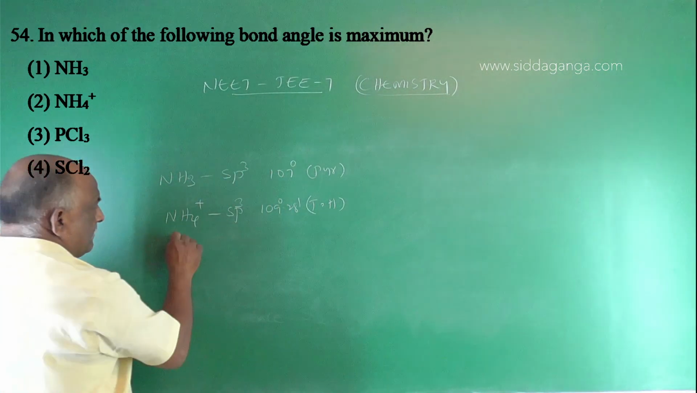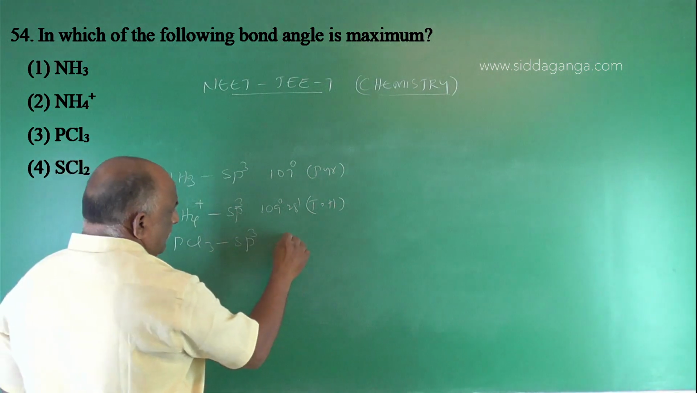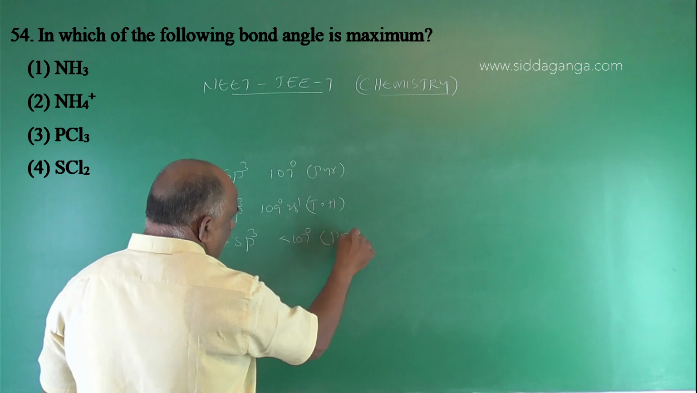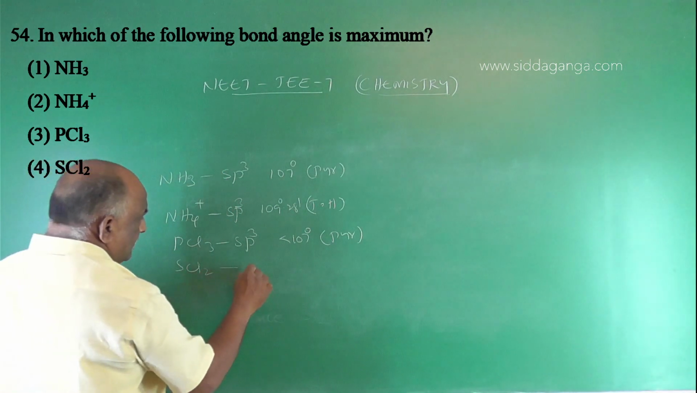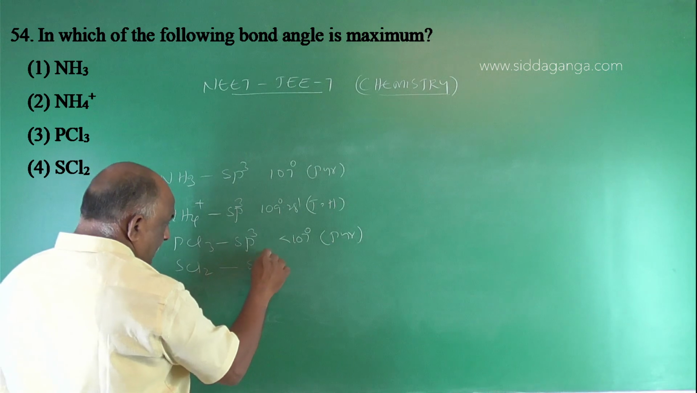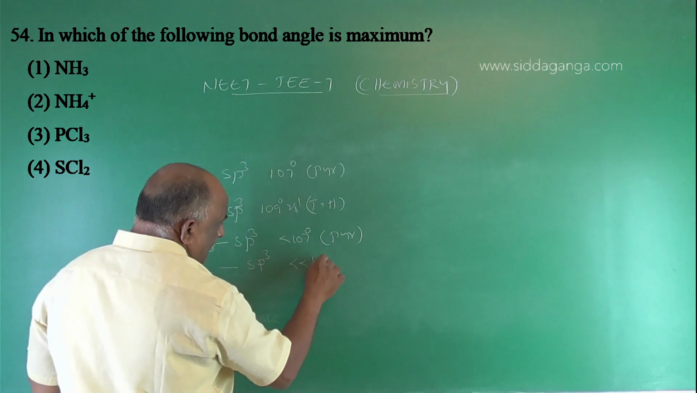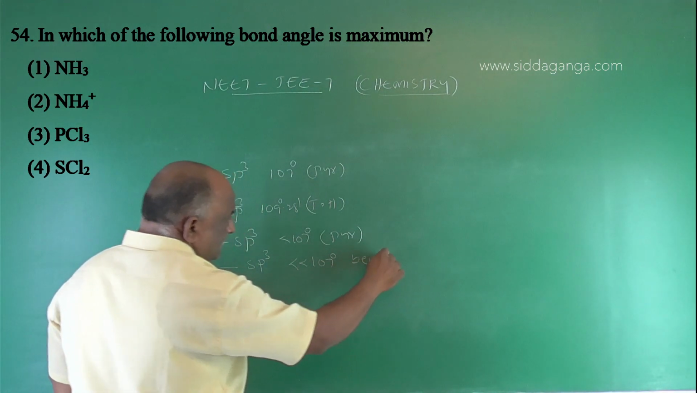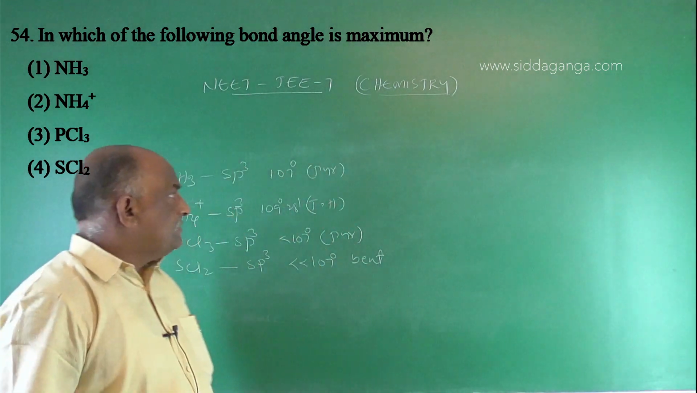And next one is PCl3. PCl3 has sp3 hybridization and the bond angle is less than 107 degrees, and the shape of the molecule is pyramidal. And the last one is SCl2. SCl2 is sp3 hybridization, but the bond angle is less than 107 degrees. The shape of the molecule is bent. All are having sp3 hybridizations.